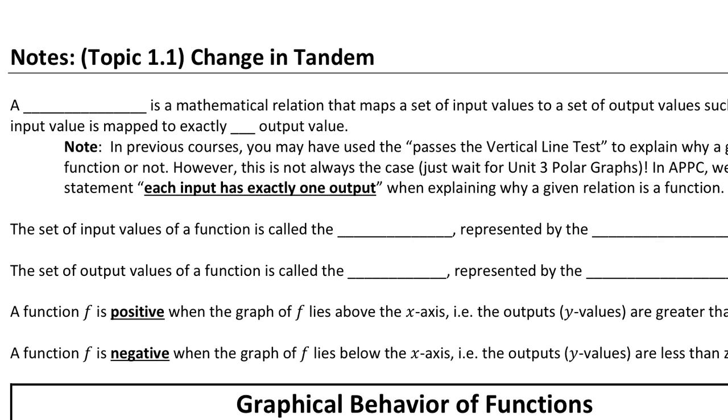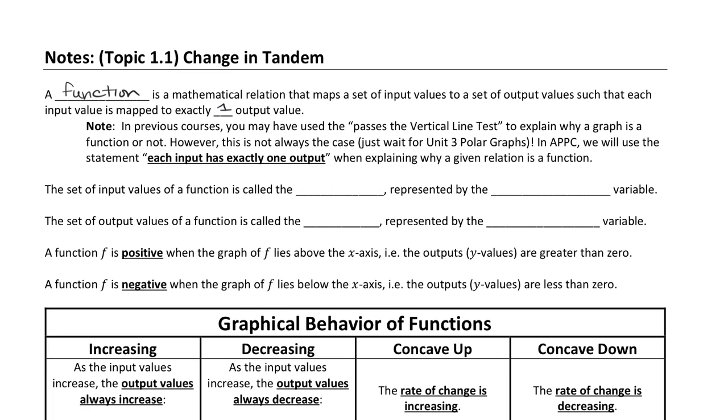A function is a mathematical relation that maps a set of input values to a set of output values such that each input value is mapped to exactly one output value. This is the mathematical definition of a function. In previous courses, you probably would have said the x's do not repeat, or it passes the vertical line test. All those things are true, but it's not sufficient enough anymore for this class to use those definitions for a function. We need to get more technical with how we describe it.